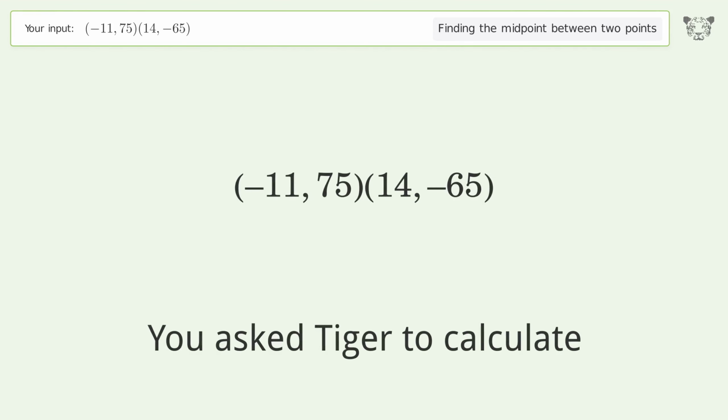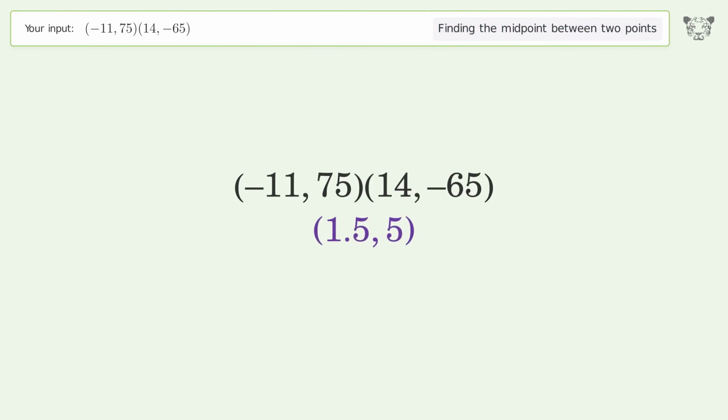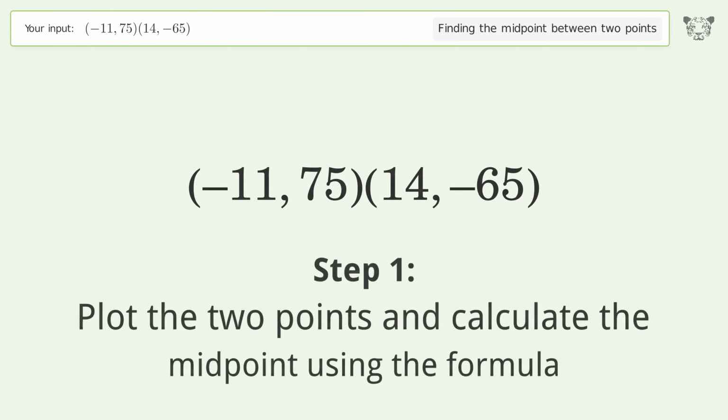You ask Tiger to calculate. This deals with finding the midpoint between 2 points. The midpoint between the 2 points is 1.55. Let's solve it step by step. Plot the 2 points and calculate the midpoint using the formula.